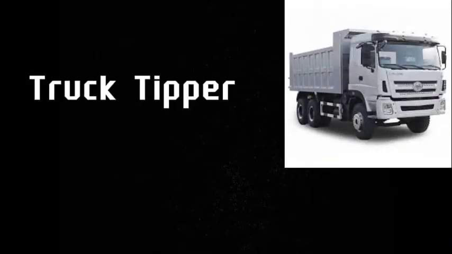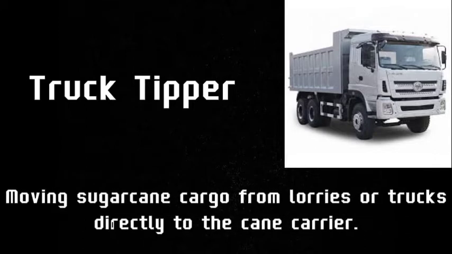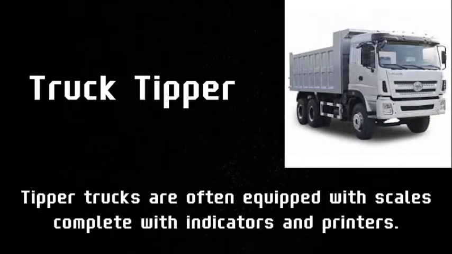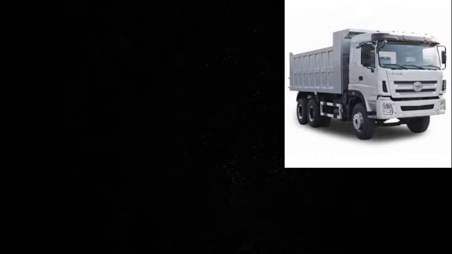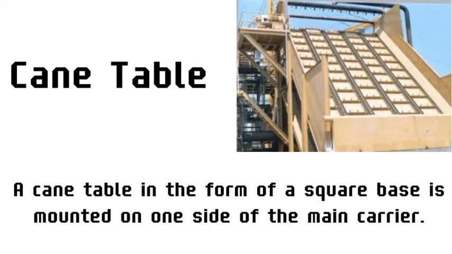2. Truck tripper. A. Moving sugarcane cargo from lorries or trucks directly to the cane carrier. Consists of a base table that is driven by a hydraulic tool so that it forms a slope with an angle of approximately 60 degrees. Tipper trucks are often equipped with scales complete with indicators and printers. 3. Cane table. A cane table in the form of a square base is mounted on one side of the main carrier.